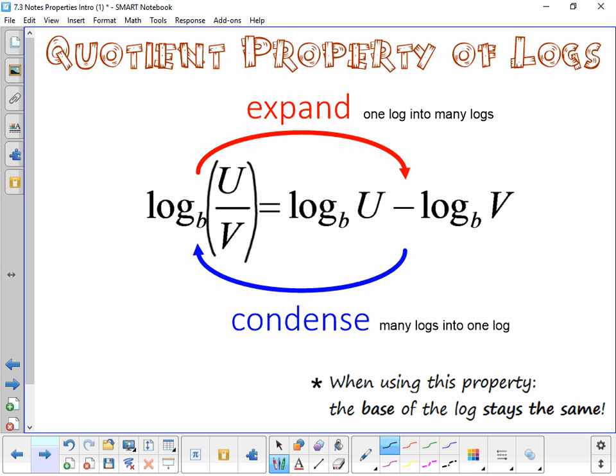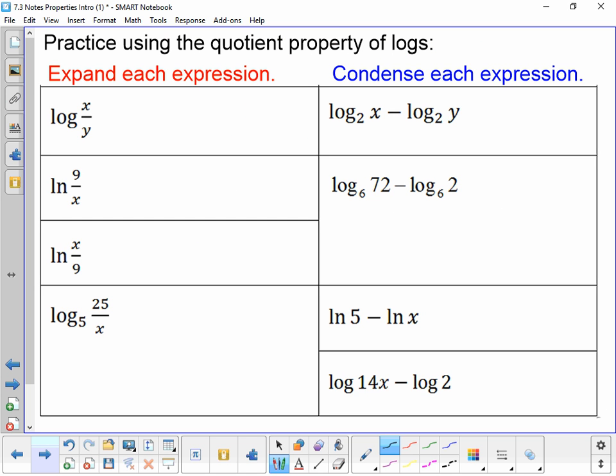So again, bases have to be the same here, and we can both expand that and condense it. So first we're going to expand. The log of x divided by y is the same as the log of x subtract the log of y.